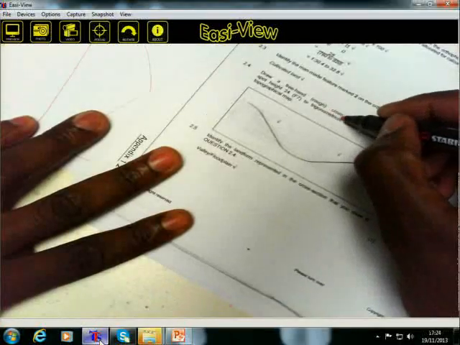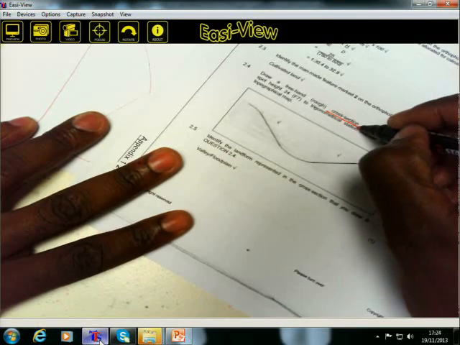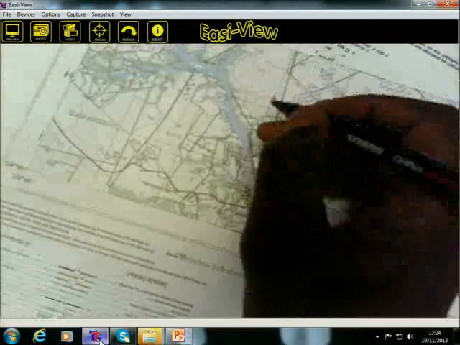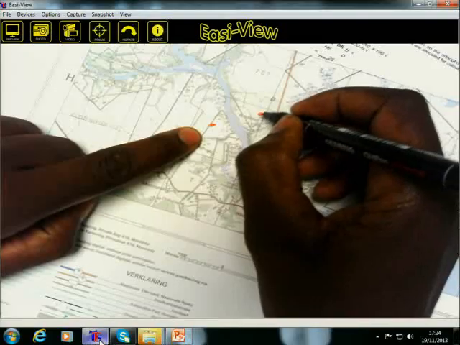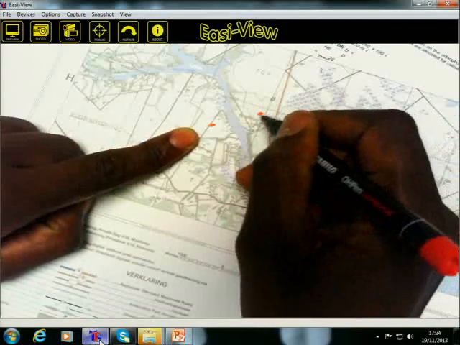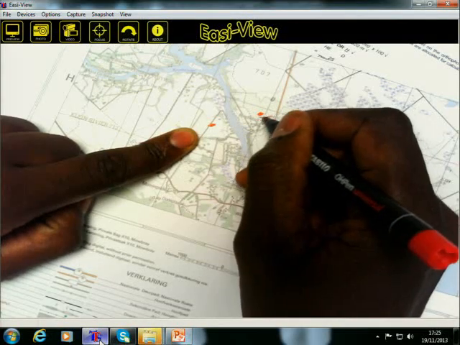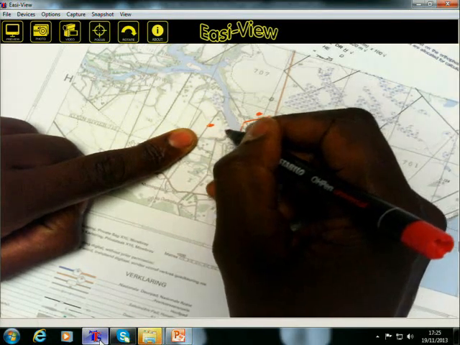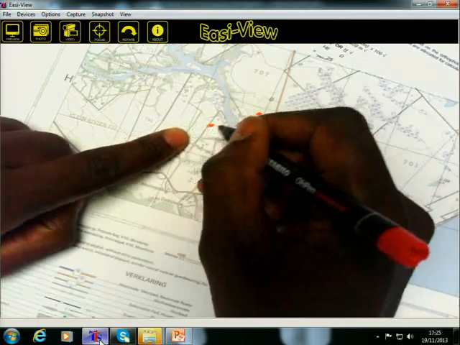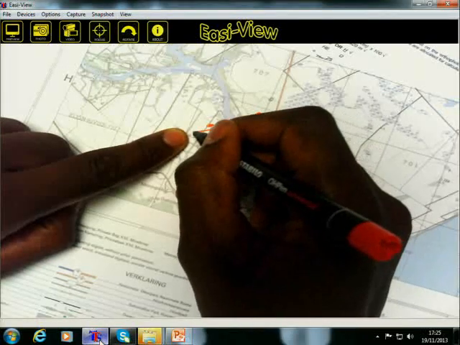Draw a freehand. Draw a freehand what? Cross section. Remember, we have just done the cross section. Then if you draw a freehand, I want to show you a simple example of a freehand. If you have to draw a freehand from this point to this point, what does it mean? Because you've got cultivated land here, it will be a flat surface. And then you have a river, it will start to dip. And you also have another flat surface, it will start to be flat.